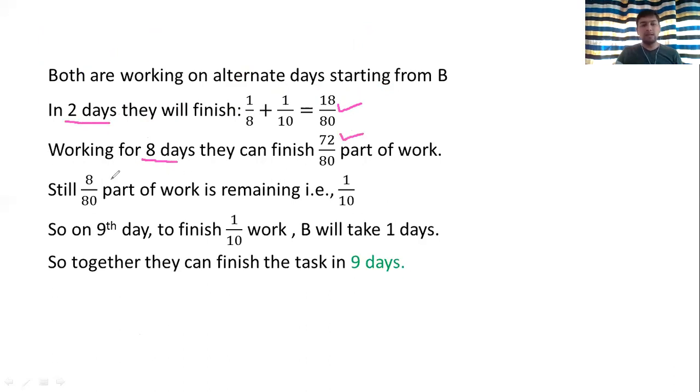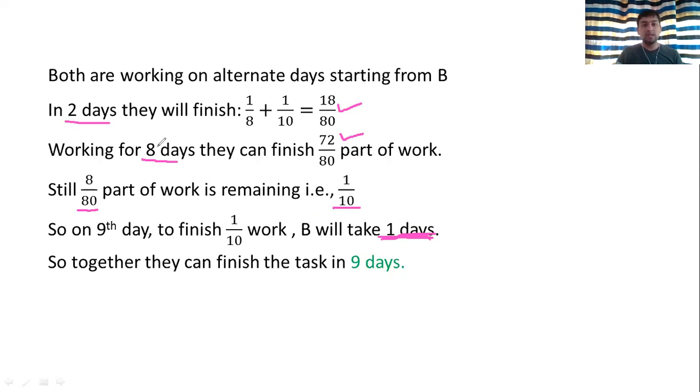Okay, so how much is the remaining part? It is 8/80, that is equal to 1/10. Now on 9th day, instead of A, who will work? B will work. And what is B's 1 day work? It is 1/10 only. What is the remaining work? 1/10. So B will take 1 complete day to finish the task. Why? Because B's one day work is 1/10, and to finish 1/10, obviously it will take 1 day.